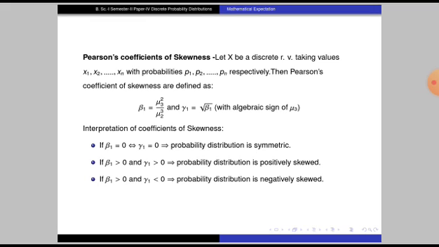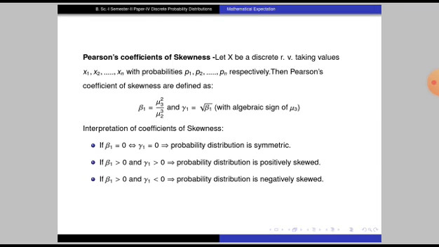Today we have to discuss two important concepts and their measurement. These concepts have already been introduced in semester 1, especially for discrete frequency distributions, and these are skewness and kurtosis.